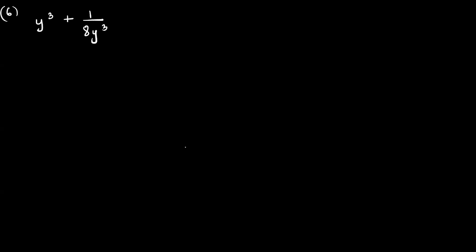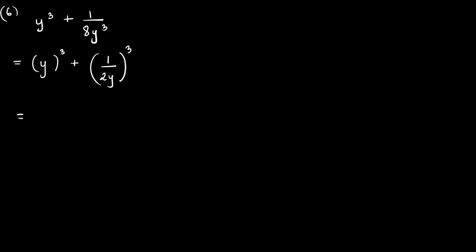Yes, sir. Okay. So tell me, in this, does it look like a cube plus b cube or a cube minus b cube? A cube plus b cube. Okay. So to write it as a whole cube, what should I write in the first bracket? y the whole cube plus 1 upon 2y the whole cube. Whole cube is proper.